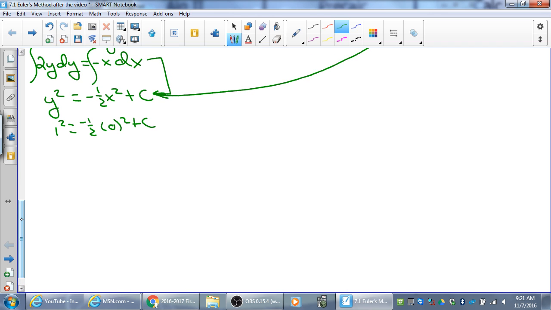Not that you can't do it that way, it's just I know the easy way. I like the easy way, by the way. I don't like the hard way. I'm telling you the easiest way to do this. So c is 1. Now we've got to plug c back into that equation. y squared equals negative 1/2 x squared plus 1.